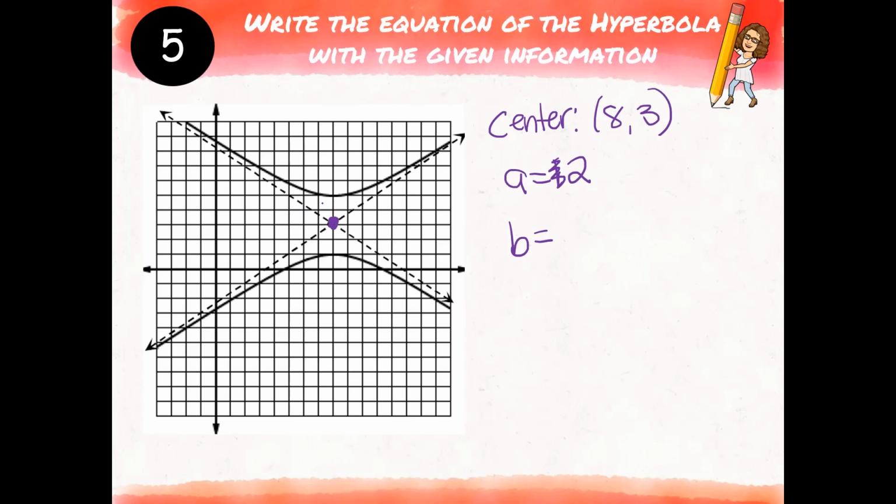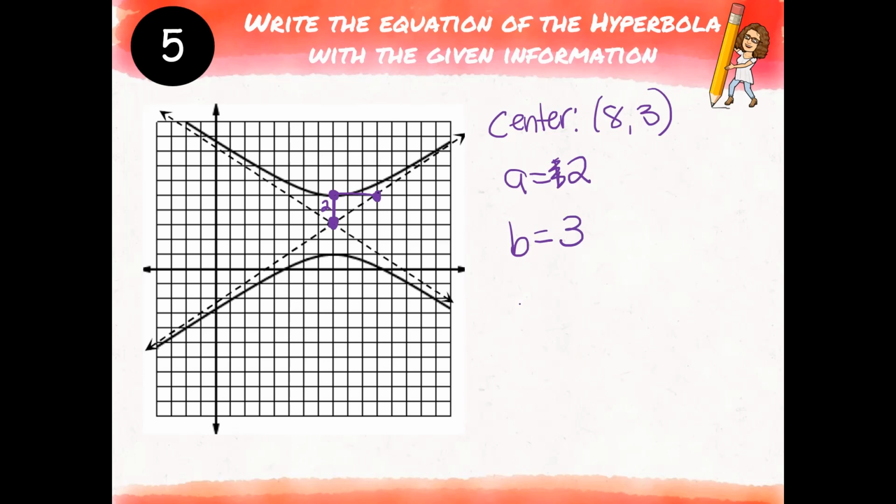Now, my B value is how far is my vertex to the asymptote. That looks like it's 1, 2, 3 is how far that's over. So my B value is 3.